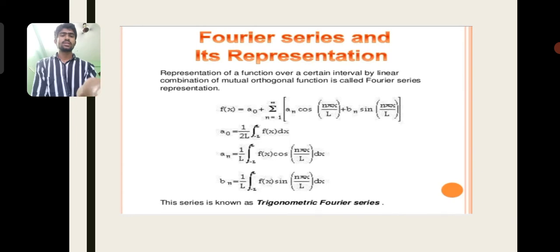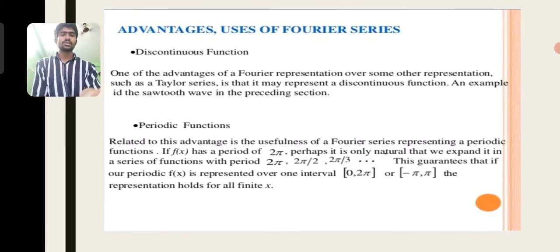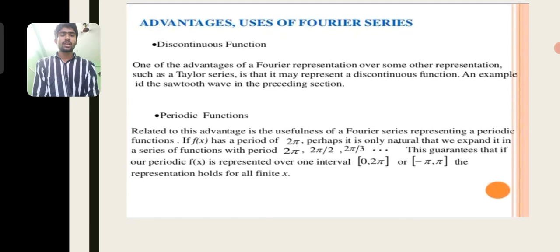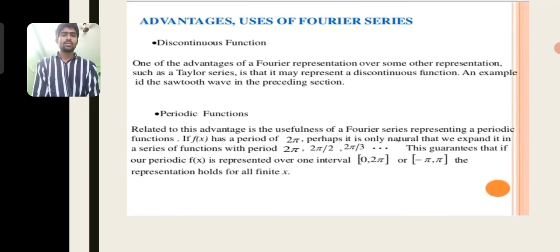This is the Fourier series representation, and now the advantages of using the Fourier series. Discontinuous functions: one of the advantages of the Fourier representation over some other representations, such as the Taylor series, is that it may represent a discontinuous function. An example is the sawtooth wave in the preceding section. Periodic function: related to this advantage is the usefulness of a Fourier series in representing a periodic function.